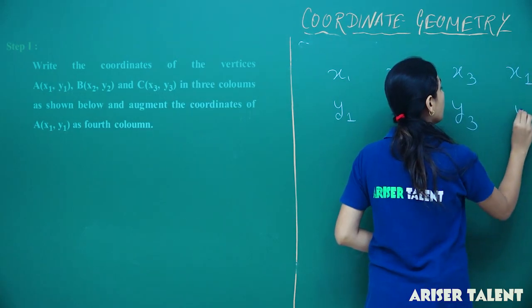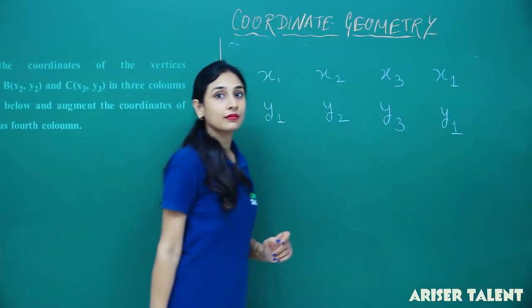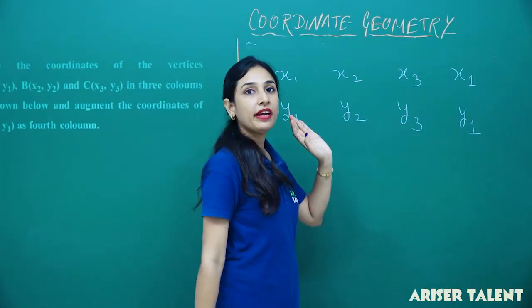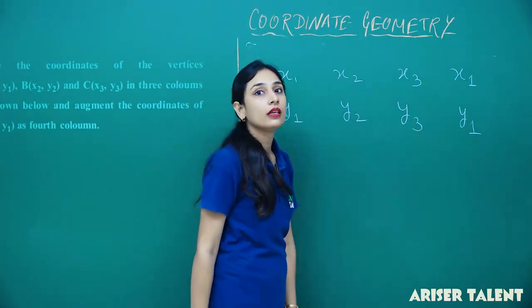Again, one more time, you have to put this x1, y1 here. Okay. So these are the 4 columns we have found: A, B, C and again A. So A, B, C, A.